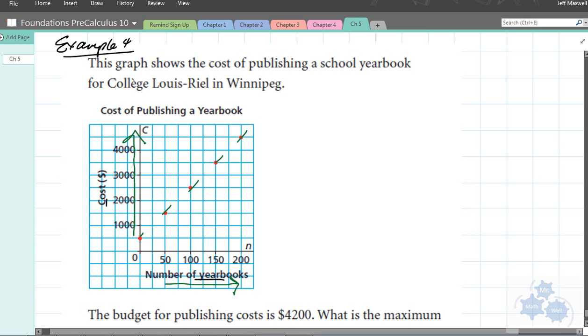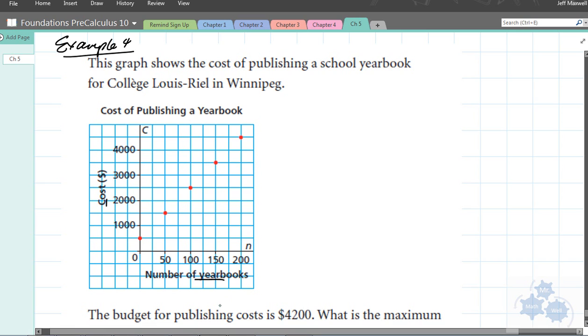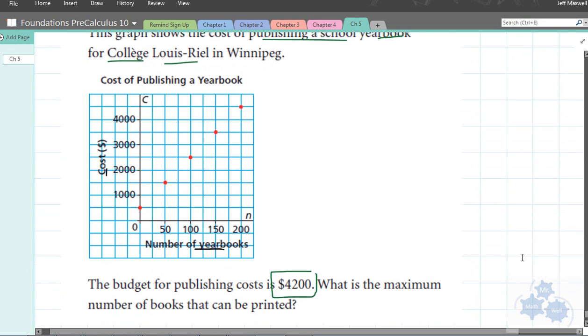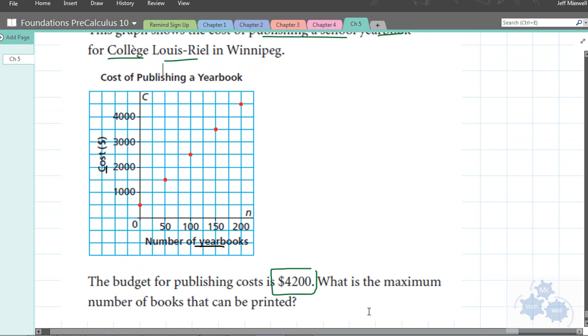Okay, so this question is just a little bit different. It says the budget for publishing costs for this particular school, Collège Louis Riel in Winnipeg, is $4,200. So the question is, what is the maximum number of books that can be printed? And this is the data that they've collected.